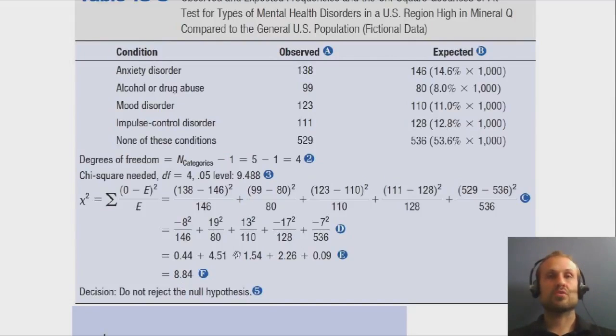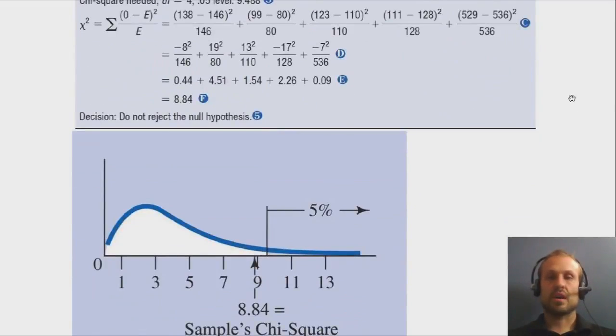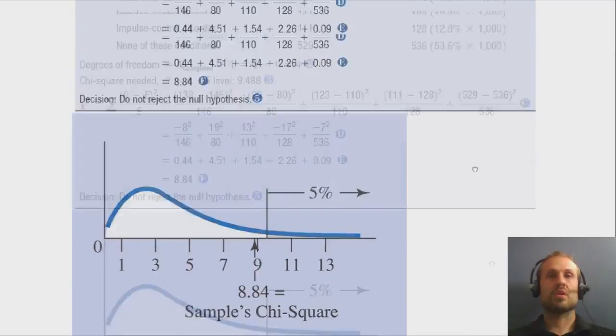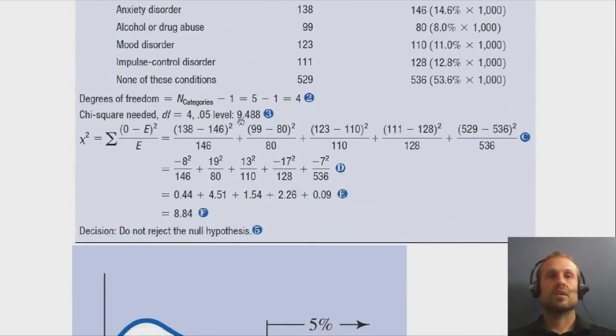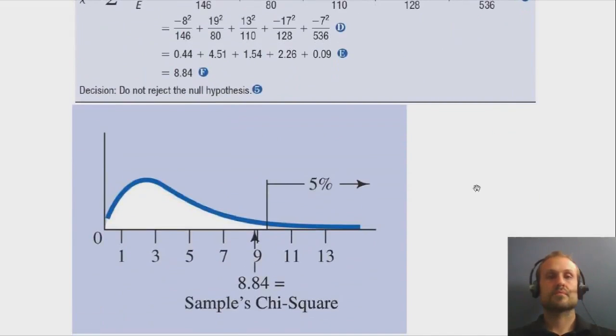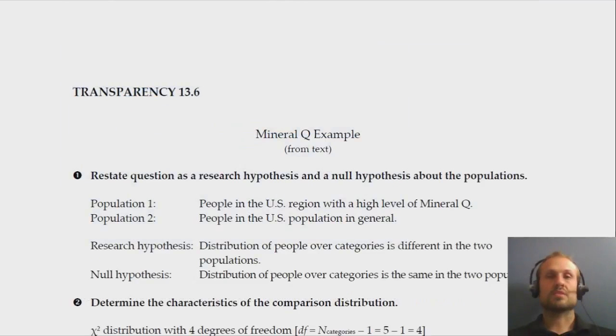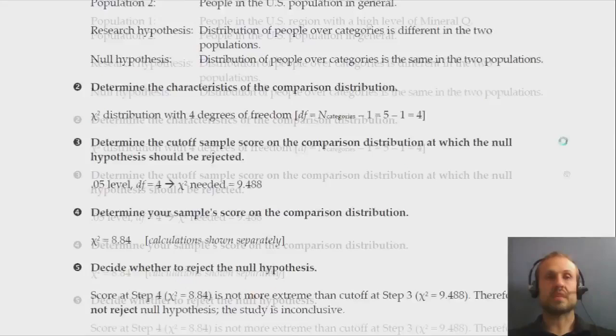What am I comparing that to? Well, if I'm looking at 5%, I have a cutoff. Where is that cutoff? I look it up in my table according to the degrees of freedom, 9.488. And I see my sample is 8.84. Is that significant enough? No, it is not. Let's run through the hypothesis testing steps.